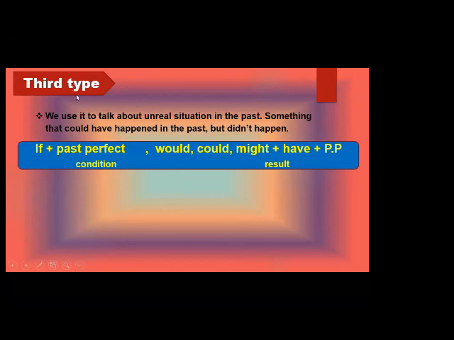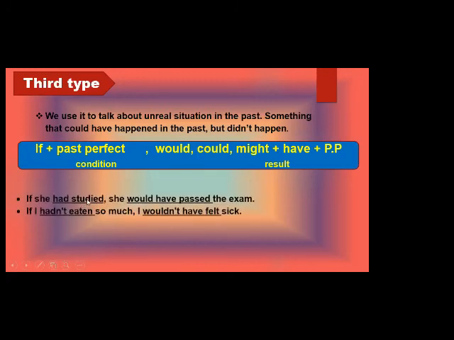So in the third type, we are talking about unreal situation. It didn't happen in the past. So we go back one step. So instead of the past simple, we will use the past perfect. Remember, the past perfect is had plus PP. Okay? And in the result, we can use would or could or might, but have and the past participle. Okay? So I can say if she had studied, she would have passed the exam. This means that she didn't study and she didn't pass the exam.